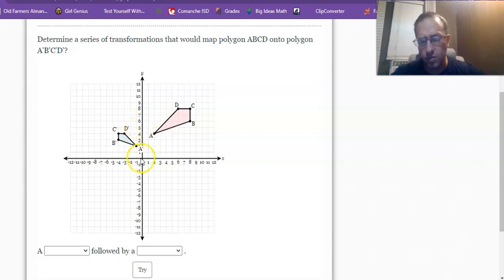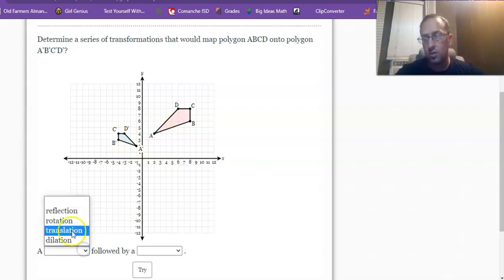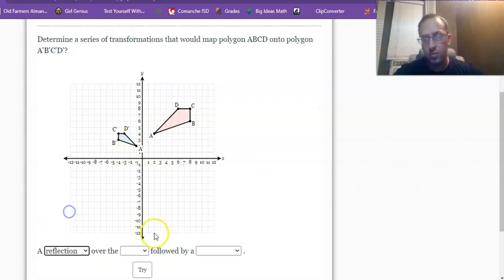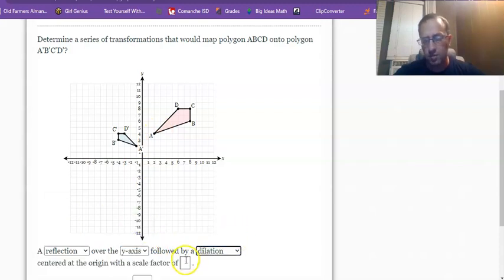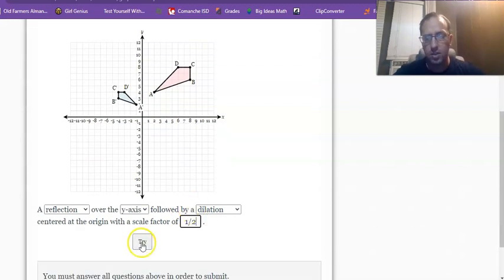Yeah, so this one is at 2, 4, and this one's at -1, -2. So this one is half the distance from the origin. So we want a dilation. It's half the distance, so scale factor of 1/2. And we also want a reflection across the y-axis. So let's go ahead and put the reflection in first. So reflection over the y-axis followed by a dilation with a scale factor of 1/2, and see what happens.